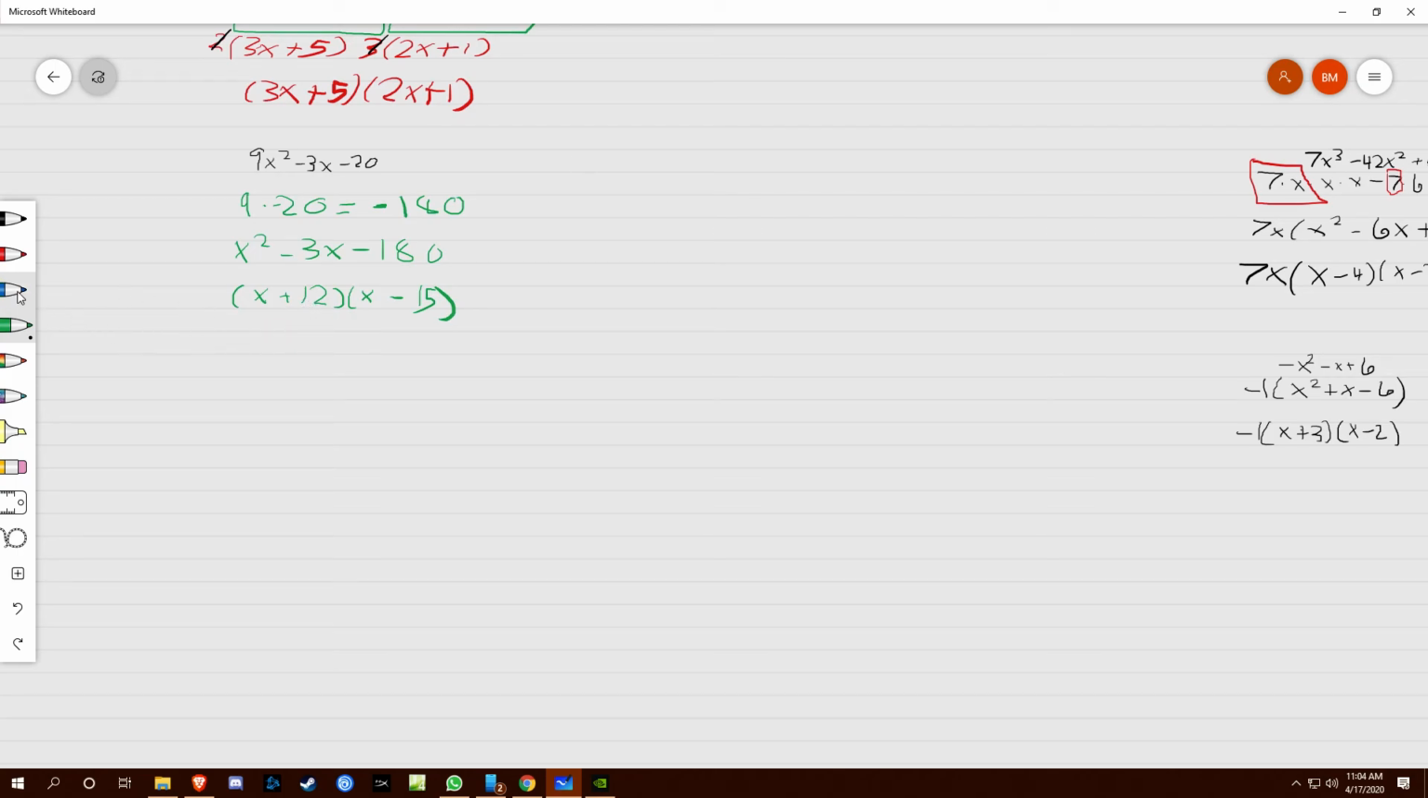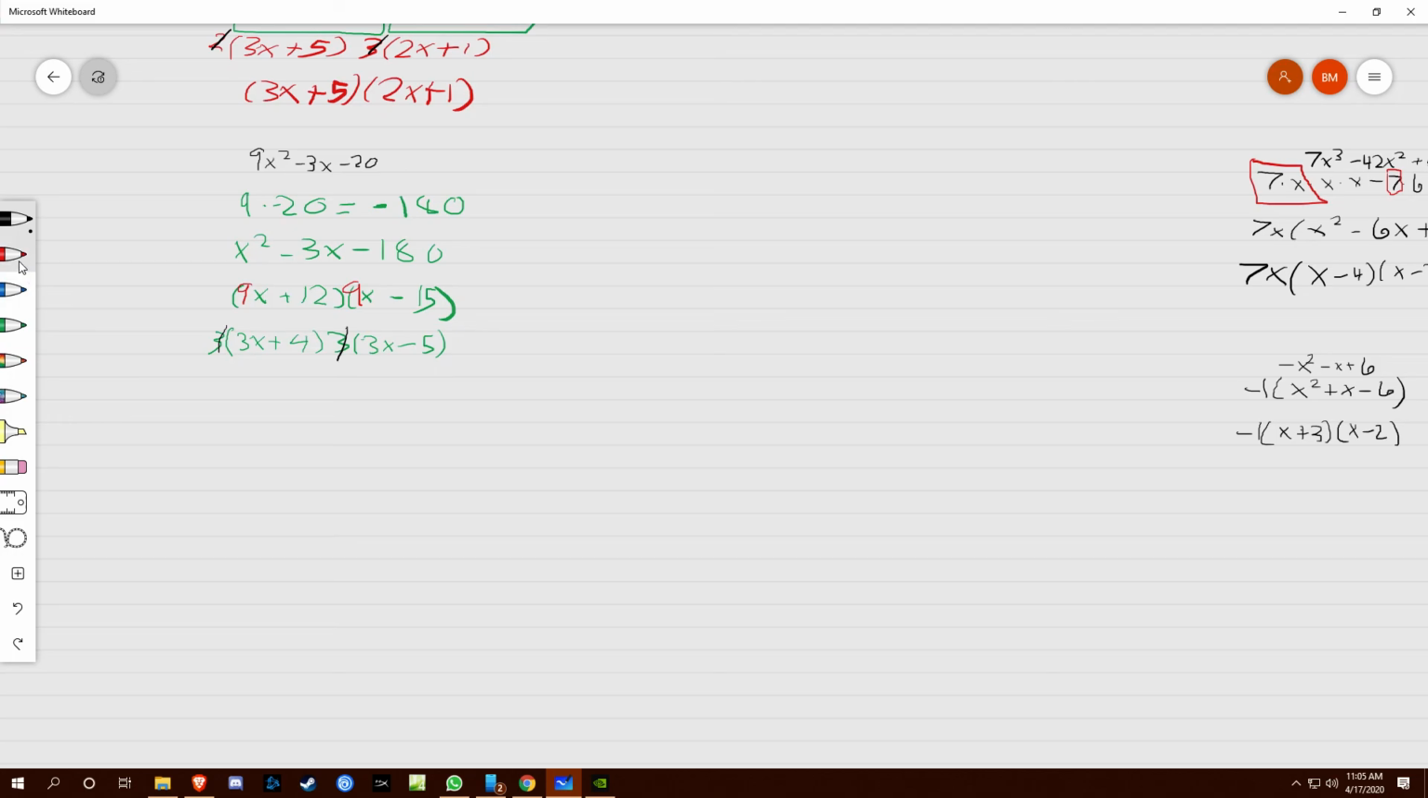Then we're going to put the original A value back in, which is 9. Now I'm going to kind of skip a step here. What's the greatest common factor between 9 and 12? Well, that's going to be 3. And what's the greatest common factor between 9 and 15? Well, that's also going to be 3. And as we saw in the previous problem, the greatest common factors usually are not the same. In this case, they are. That's okay, but it's not normally that way.